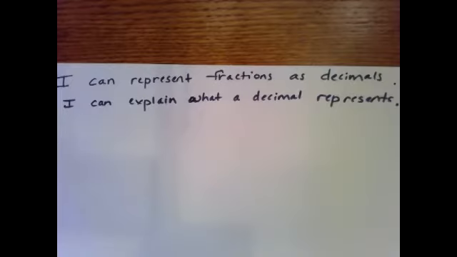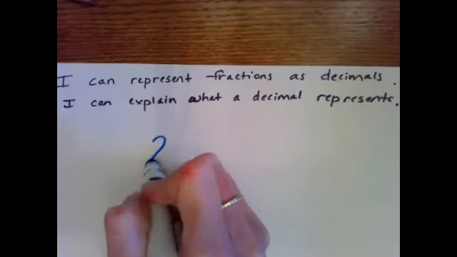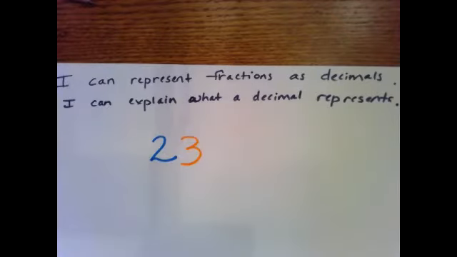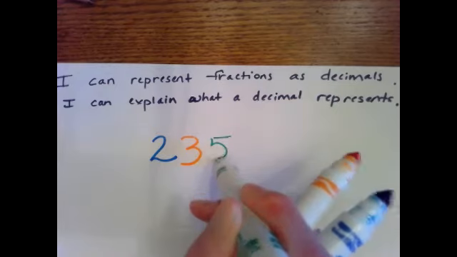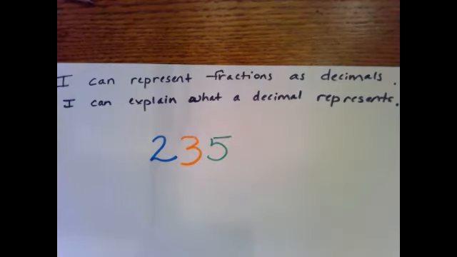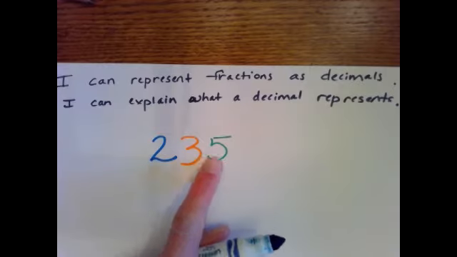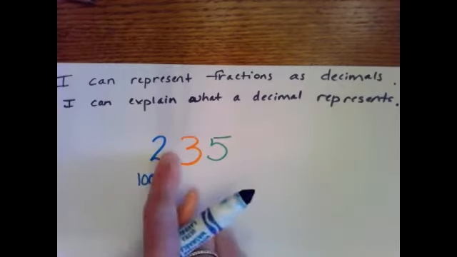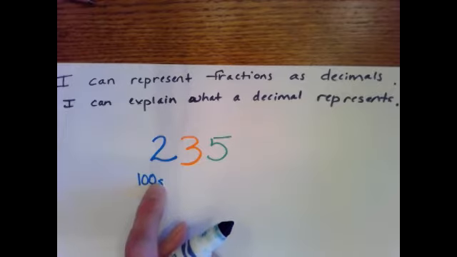Okay, you all know that when we look at a number such as 235, each of those digits is parked in a specific place. The place that they are parked in tells us the value of each digit. For example, that 2 is in the hundreds place. 2 hundreds are in this number.